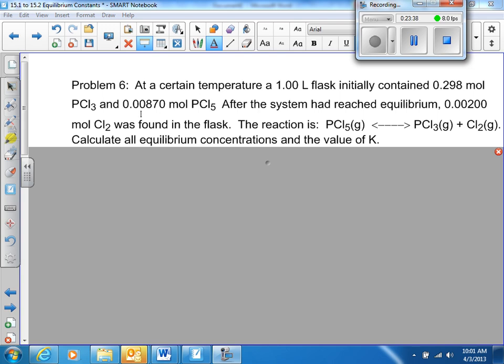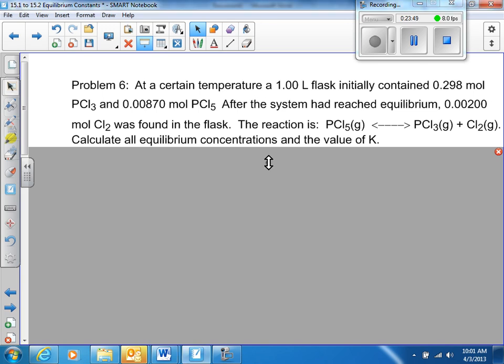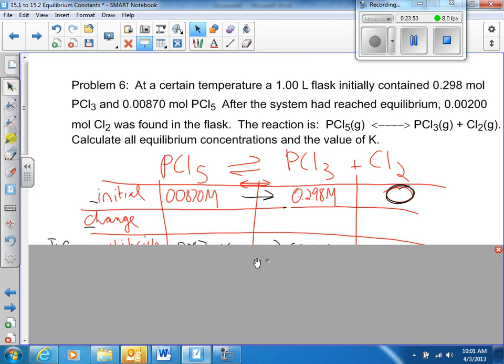But here we have initial conditions right here. And then over here, we have equilibrium conditions. So I need an ICE box because I've got initial and equilibrium. Now you can pause this, do it yourself. I'm about to show you the entire solution.